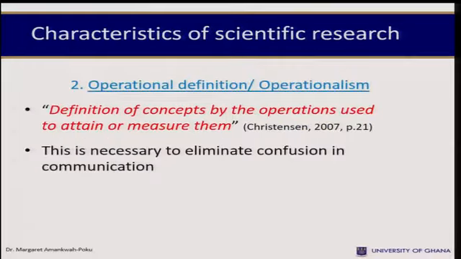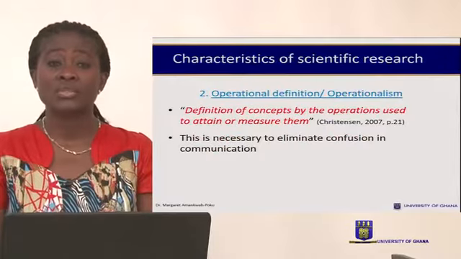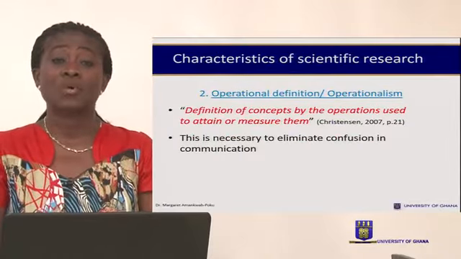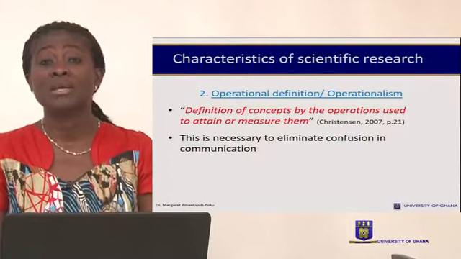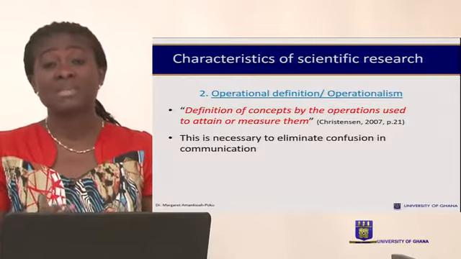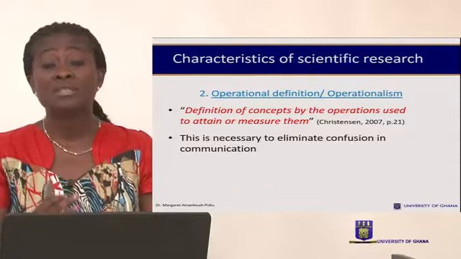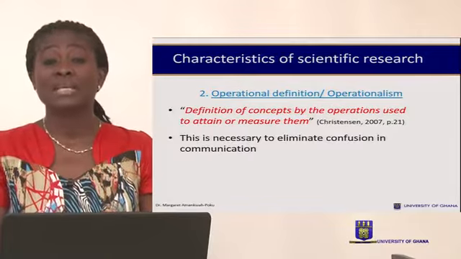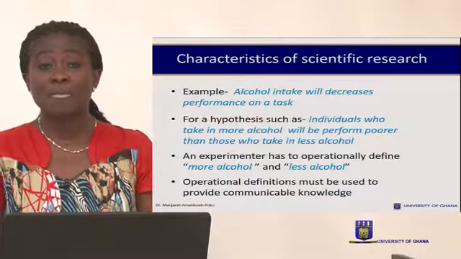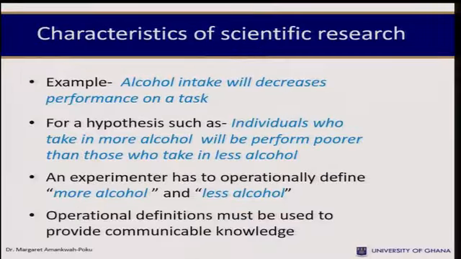The second characteristic that Christensen talks about is operational definition or operationalism. So this is basically defining concepts by the operations that are used to attain or measure them. And in scientific research, operational definition is necessary to eliminate any confusion in communication. So sometimes there are terms that we would use in experimentation. We have to define these terms so that if a reader picks up our research report, they know what we mean by these terms.